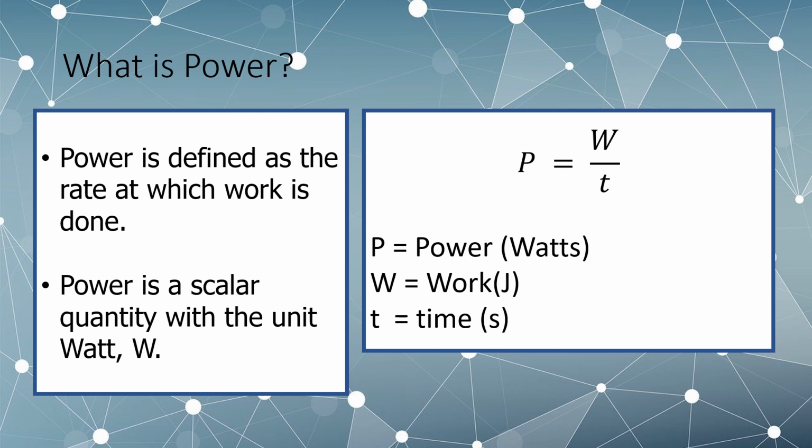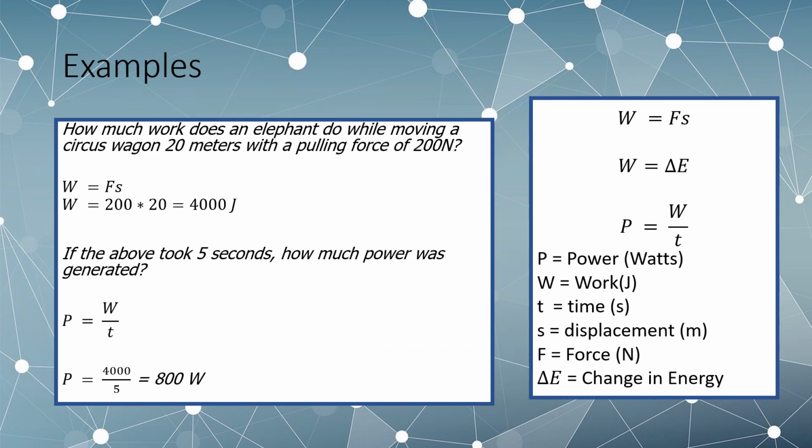Power, on the other hand, is simply defined as the rate at which work is done. That is, power is equal to work over time. Remembering time is in seconds, work is in joules, and we represent power in watts, represented by the letter W. Got to be careful not to get it confused with representing work. Power is also a scalar quantity. Here you can see two simple examples of problems using the equations we have discussed.